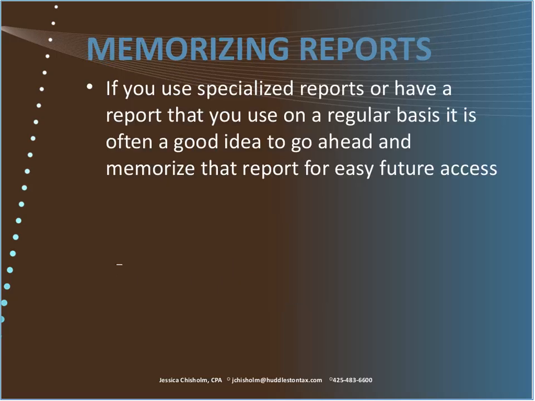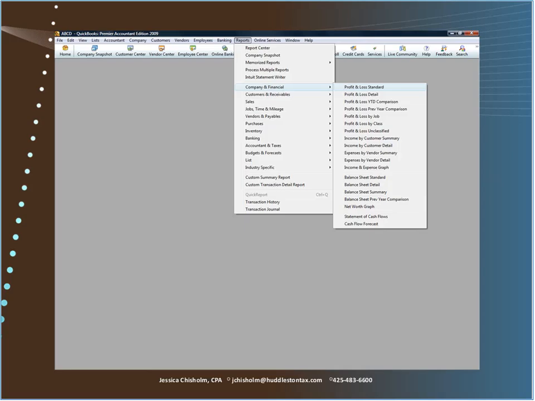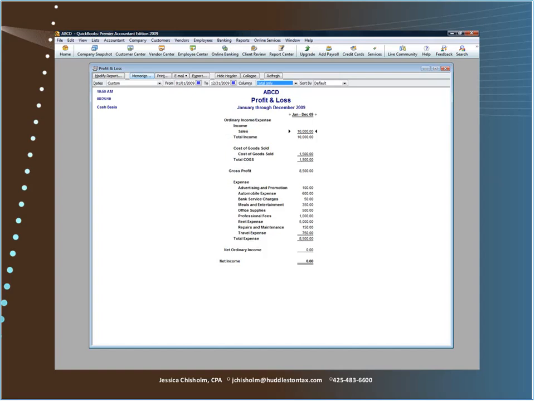So the next thing I want to discuss is memorizing reports. If you use a specialized report or have a report that you use on a regular basis, it's often a good idea to go ahead and memorize that report for easy future access. The way you would go about doing that is you would pull up the report that you use. In this example, I'm just going to pull up a basic profit and loss from under Company and Financial.